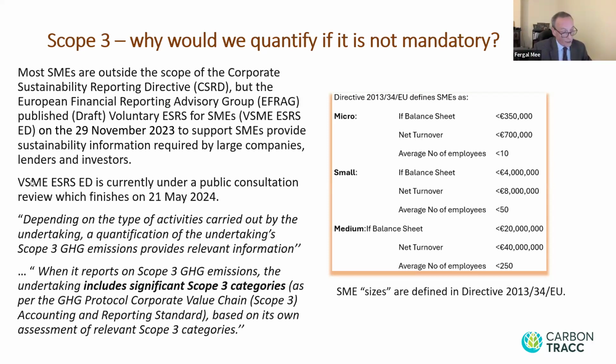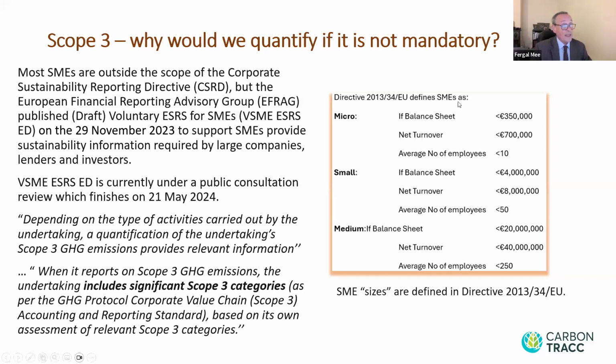And again, the draft standard says, depending on the type of activities carried out by the undertaking, a quantification of their Scope 3 emissions provides relevant information. When such SMEs report Scope 3 emissions, the undertaking shall include significant Scope 3 categories as per the Greenhouse Gas Protocol corporate value chain standard, and based on, this is an important point, its own assessment of relevance. How do we do our own assessment of which of our Scope 3 emissions are significant and relevant and therefore should be included in our report and should be quantified? How do we come to that decision? We must have some justification or rationale for coming to the decision.